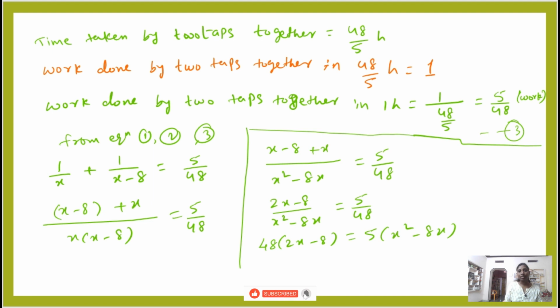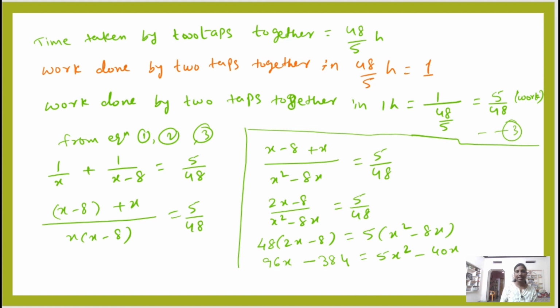Okay. Now 48 into 2. 2 8s are 16, carry over 1. 2 4s are 8, 9. 96x minus 8 8s are 64, carry over 6. 8 4s are 32 and 6 is 38, so 384, is equal to 5x square minus 40x. Okay. Now we will continue in next slide.